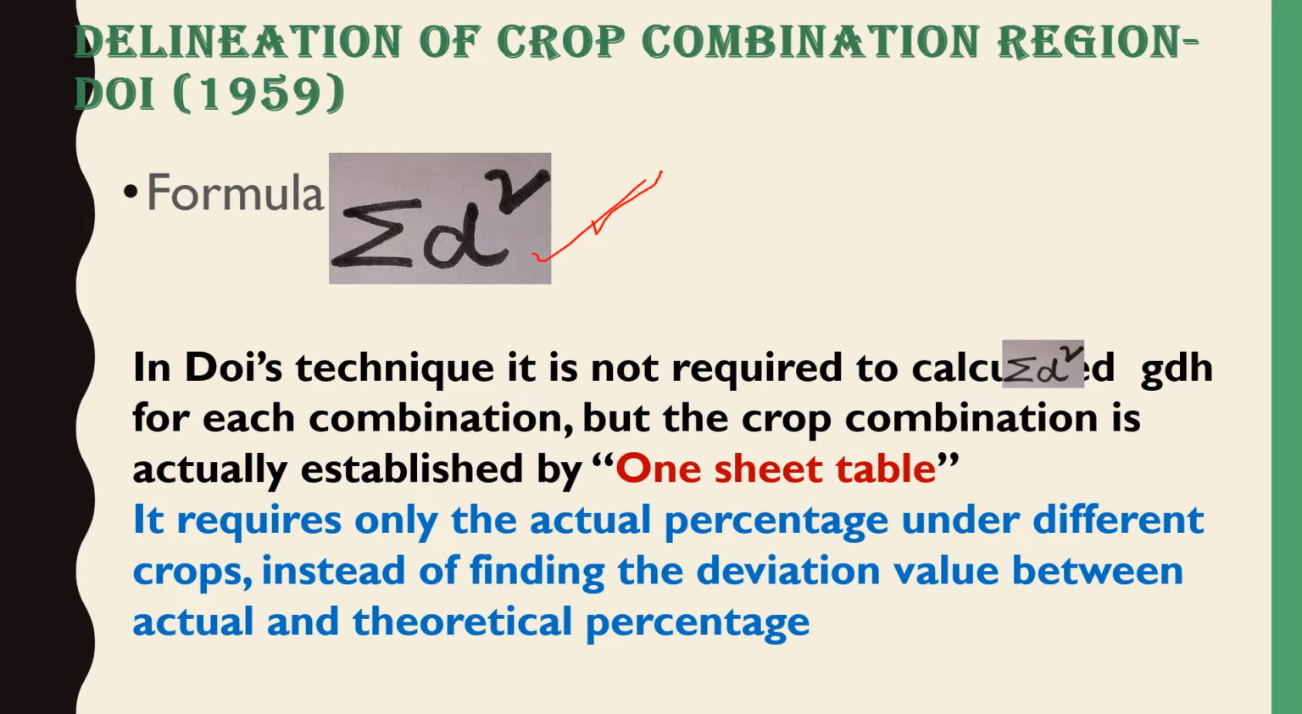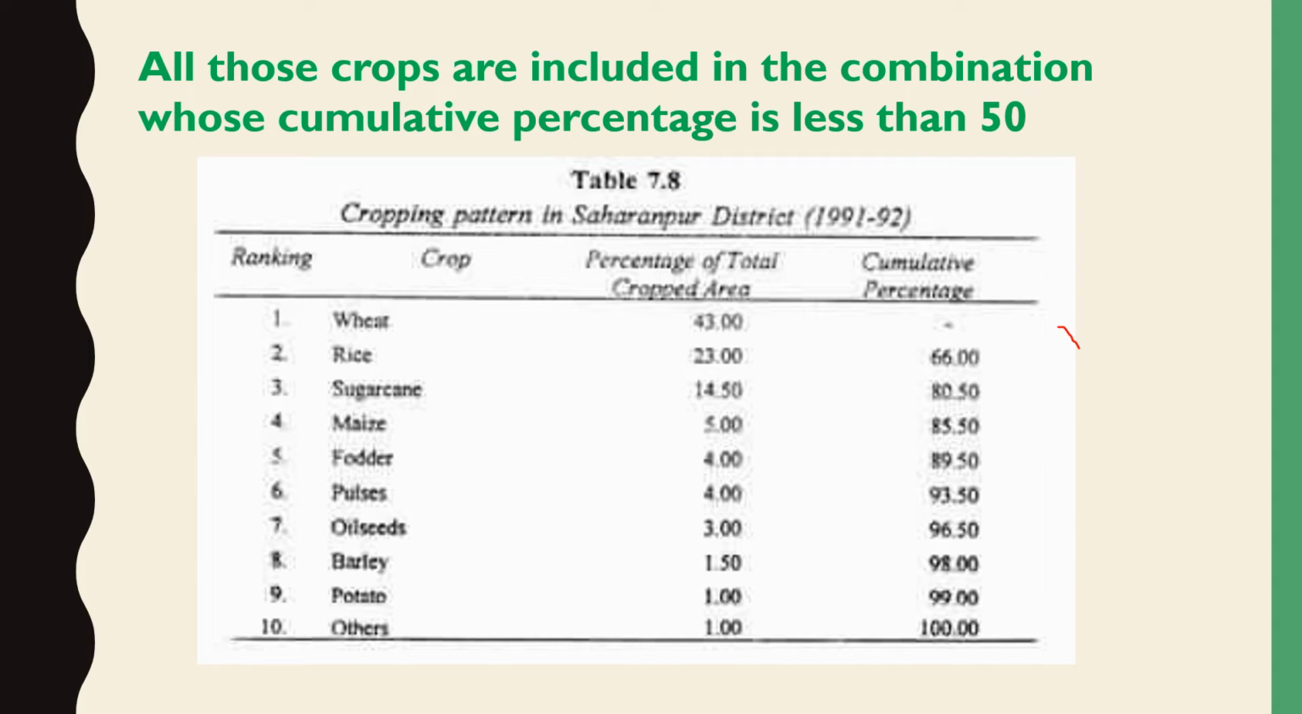Doi actually modified the Weaver's formula and it does not require any deviation value between actual and theoretical percentage for each combination that we have done in Weaver's method, right? Here the crop combination is actually established by one sheet table. What is one sheet table? I will talk about in next slide. So this is one sheet table that was developed by Doi.